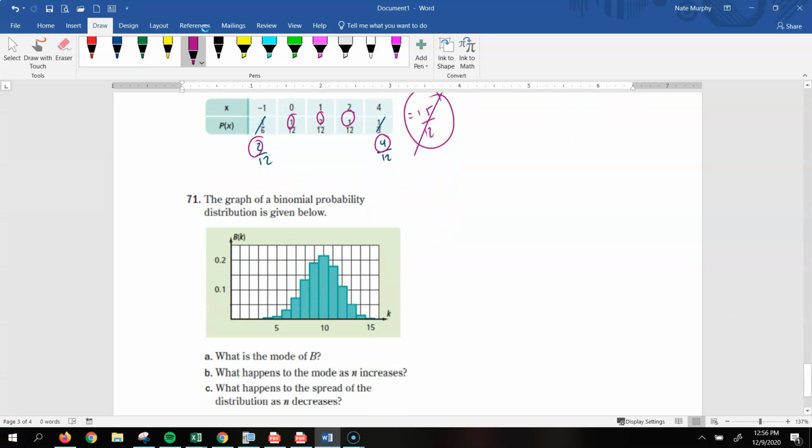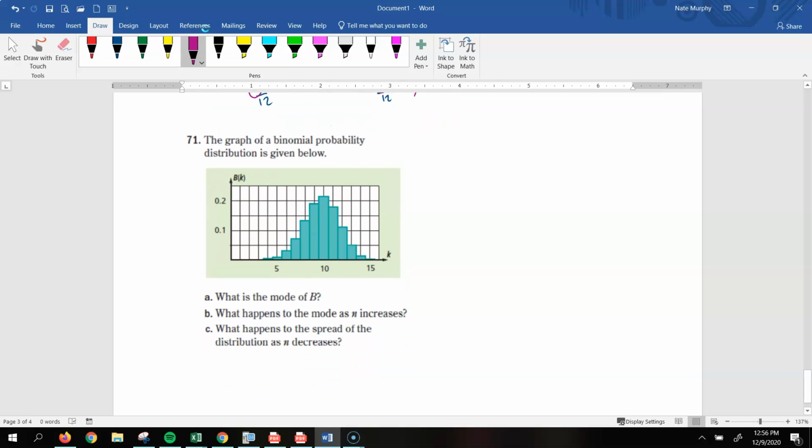All right, let's end with number 71. The graph of the probability binomial is given below. What is the mode of B? So the mode is the highest bar, but it's along the x-axis. What value gives us the most? And so 10 would be the mode there, because 10 is the bar that's the highest.